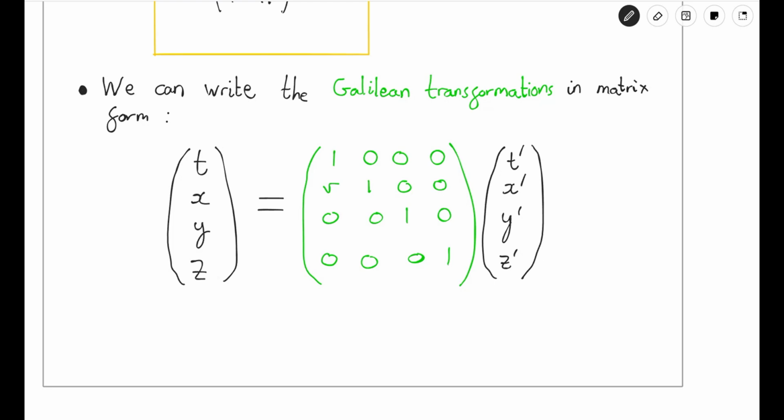It's much more useful to write down coordinate transformations in terms of matrices like this than as equations like we saw before. This is because it makes it very clear what the coordinates are and what the transformation is. The two column vectors represent the coordinates in the frames S and S prime. The big green matrix in the middle actually represents the transformation, and so we call it a Galilean matrix.